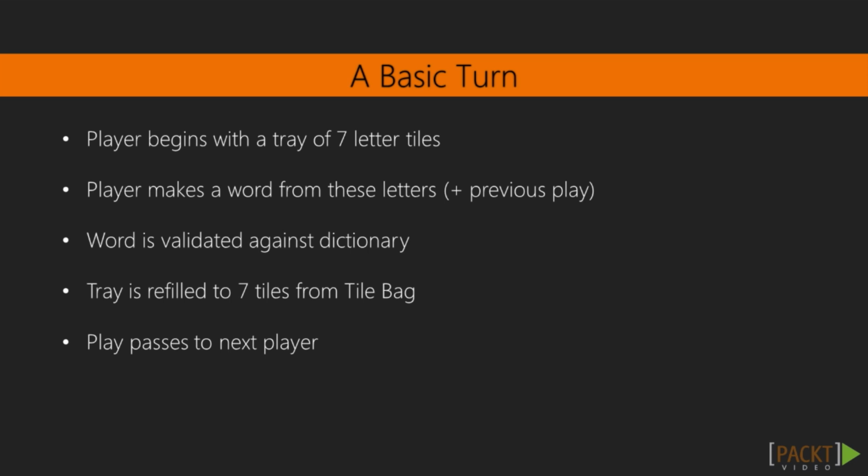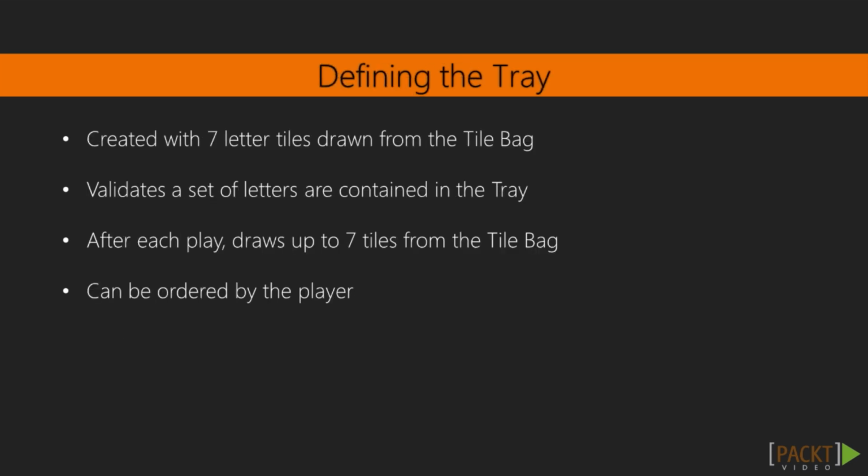Now when the game starts, all the players are given a tray with 7 tiles. Each player looks at the letters in their tray and determines what word, in combination with the first and last letter of the previously played word, they can make, and decides to play that word. The word is checked against the dictionary and determined to be valid or not. If valid, the word is played, the tray is refilled to 7 tiles if possible, and play is passed to the next player.